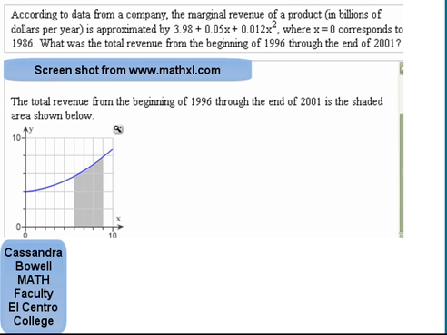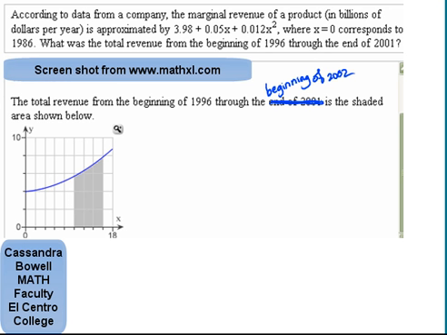When I copied it, the area didn't come out, so you can shade it again for yourself. We want to know the revenue from the beginning of 1996 to the end of 2001. But the end of 2001 is really the same thing as the beginning of 2002. So that's the trick. If you don't change that phrase, then you've used the wrong limits of integration.